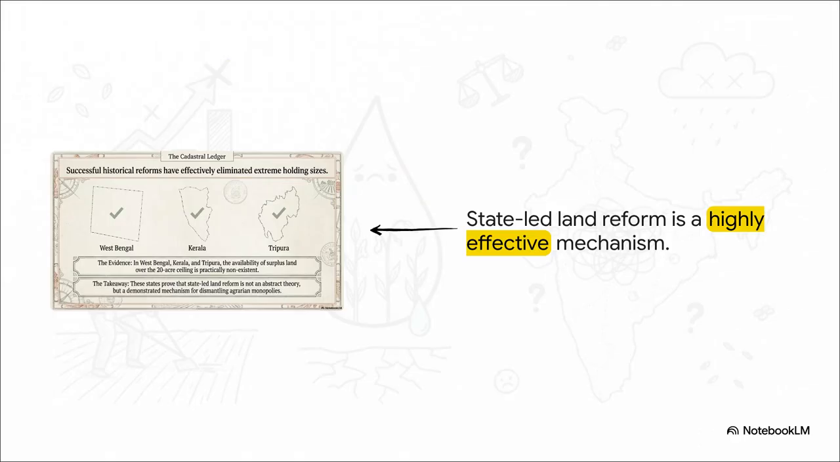And look, state-led redistribution is not some abstract pie-in-the-sky theory. We have the proof. States like West Bengal, Kerala, and Tripura have already practically eliminated extreme holding sizes. In those states, the availability of surplus land over a 20-acre ceiling is almost non-existent today. Why? Because they demonstrated that state-led land reform is a highly effective mechanism for dismantling these agrarian monopolies.